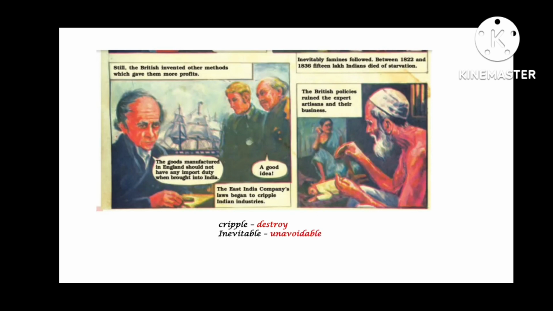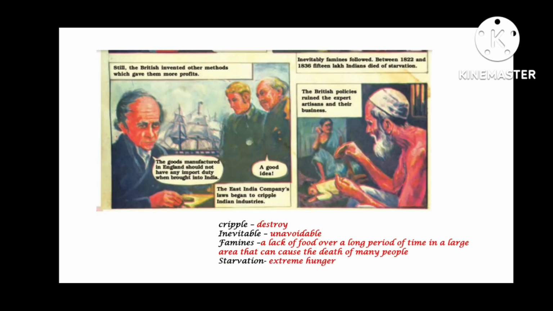Inevitable famines followed. Inevitable means unavoidable. Famine means a lack of food over a long period of time in a large area that can cause the death of many people. There were famines in India between 1822 and 1836, in which 15 lakh Indians died of starvation. Starvation is extreme hunger. Because of extreme hunger, around 15 lakh Indians died.